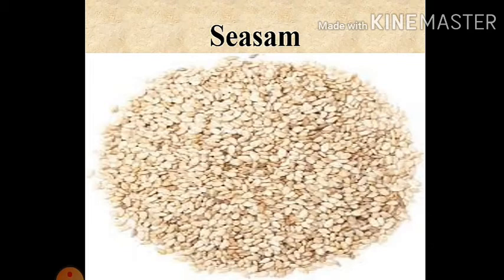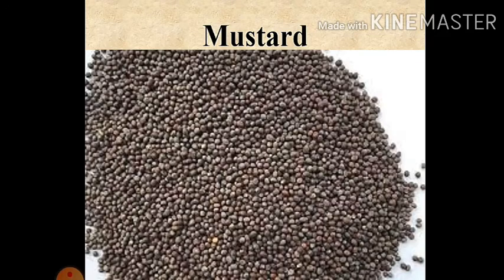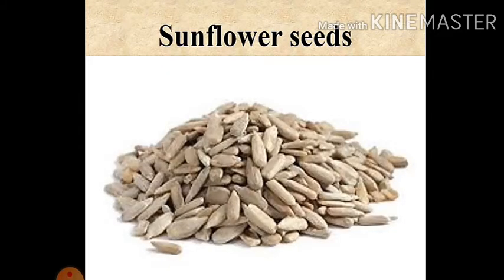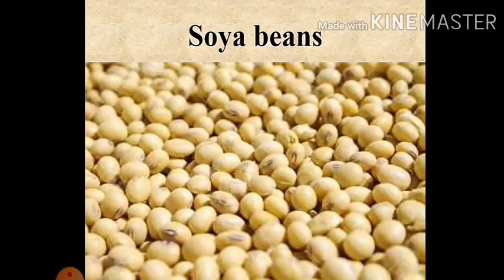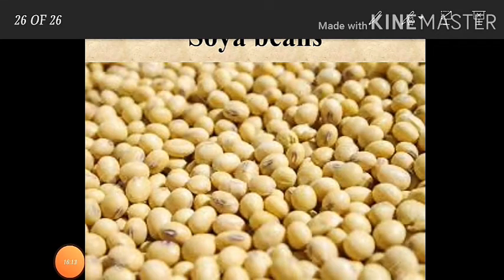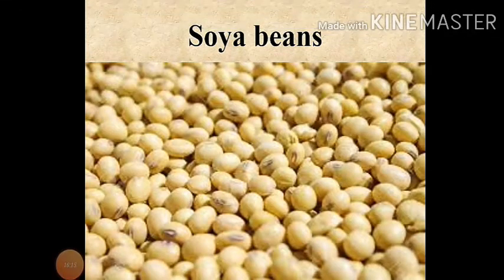Groundnut, sesame, mustard, sunflower seeds, soya beans, etc. These are the examples of oil seeds. So all these oil seeds, we use them in our food. We use the oil of these seeds in our food. They are very essential for a healthy diet.